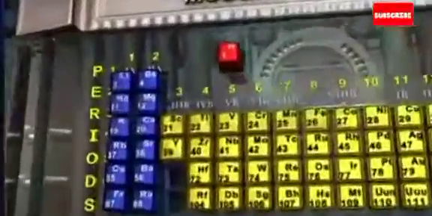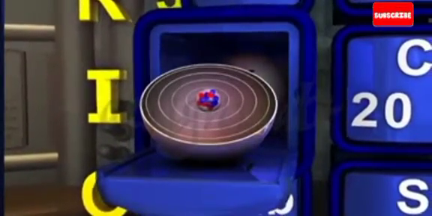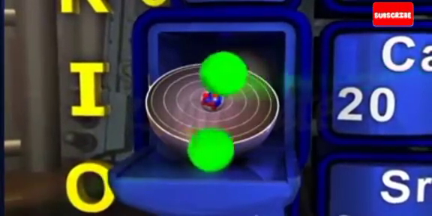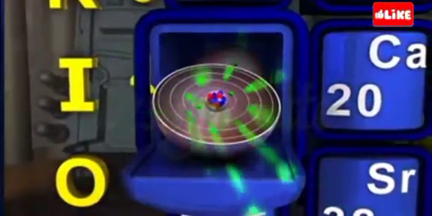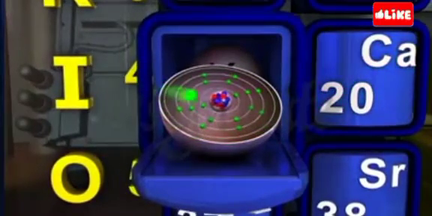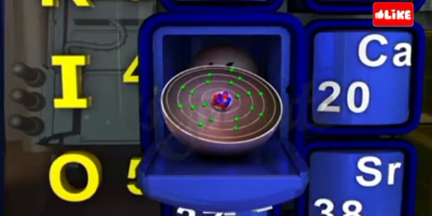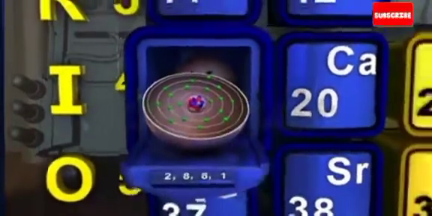For example, the atomic number of potassium is 19. Therefore, there are 19 electrons revolving around the potassium nucleus in the potassium atom. Out of these, 2 electrons enter the first orbit, 8 in the second orbit, the other 8 enter the third orbit, and the remaining 1 electron, instead of entering the third orbit, enters the fourth orbit. Hence, the electronic configuration of potassium is 2, 8, 8, 1.